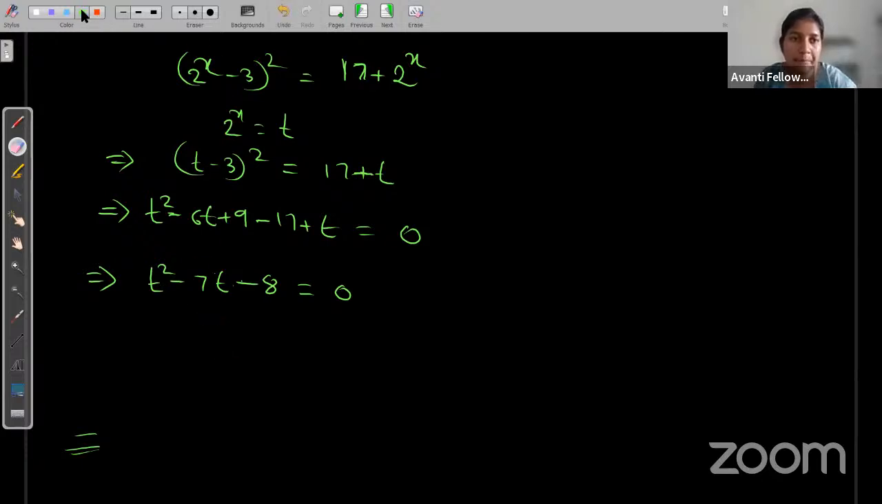So this is easy. Well, here t square minus 70 minus 8, right? So it's going to be what? We can write it as t square minus 8t plus t minus 8 equal to 0.